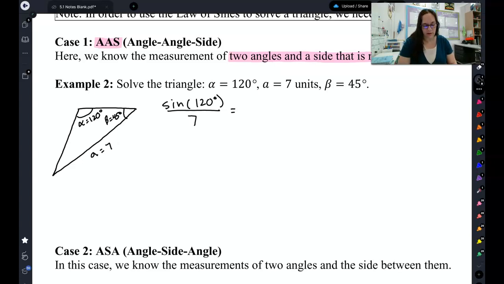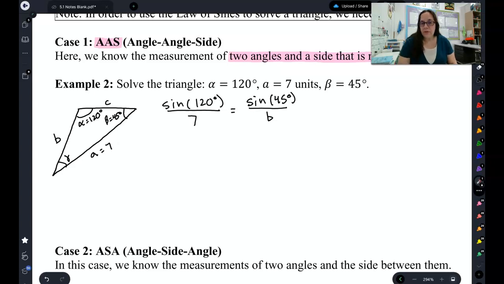So I have beta, I need to solve for B, which if I label this, B is going to be across from beta. And then I'm also going to label this gamma with C across from gamma. So I'm going to find B, sine of beta over B.